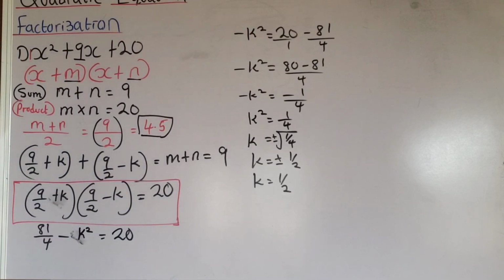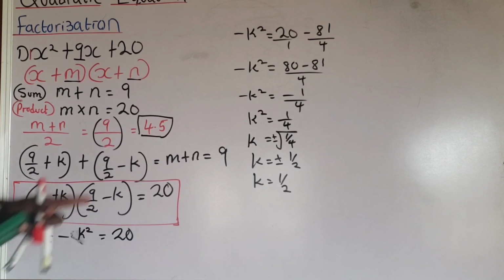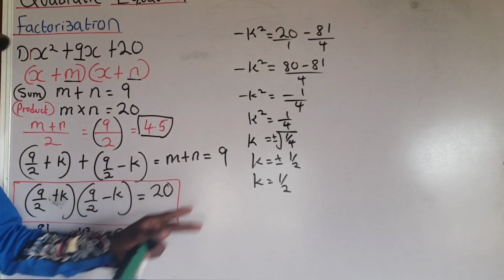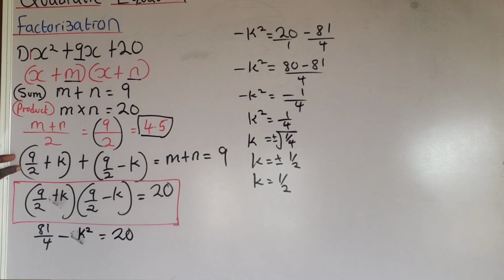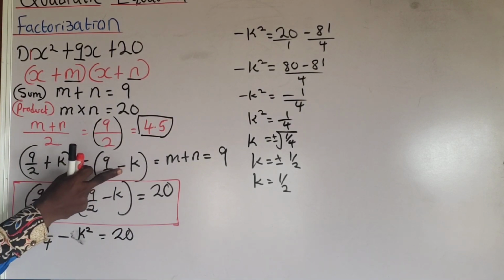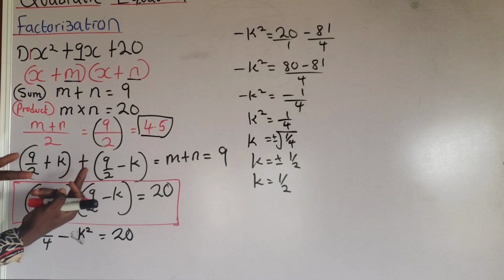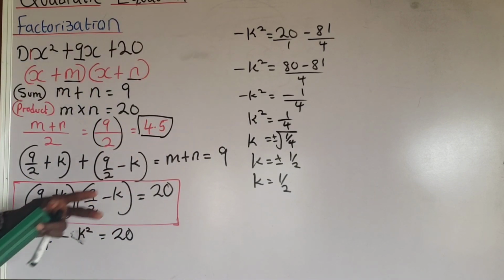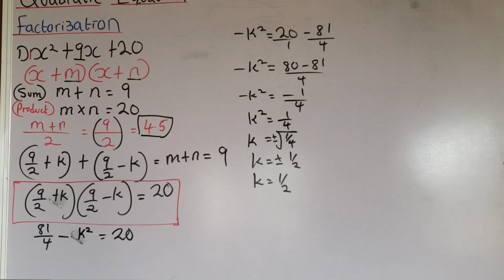Now, let's go back to the question. Having gotten the value of the constant by which you increase and decrease the half of the sum, you can see that by the time I sum it together, it gives me 9, like the previous example that I gave here. Now, having gotten the value of k, all you have to do is substitute the value of k into the sum.